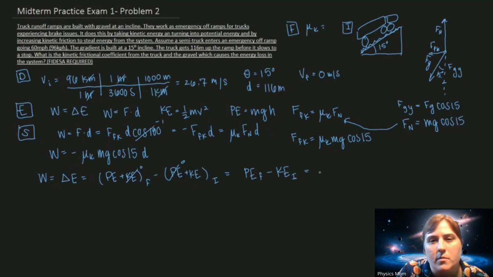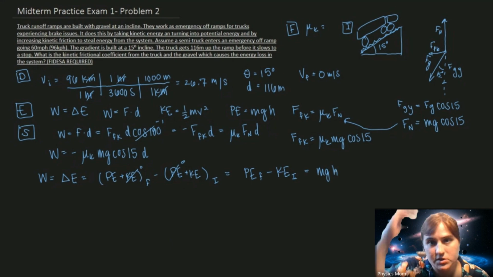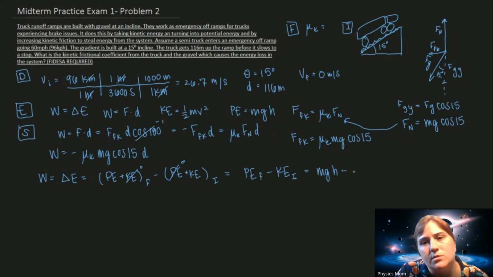which is going to look like the mass, gravity, the height it gets to, minus 1/2 the mass and the initial velocity, which we know we're given. And I can pull out the mass. I'm left with gravity, h minus 1/2 the initial velocity squared. And this height, that is something I don't know.